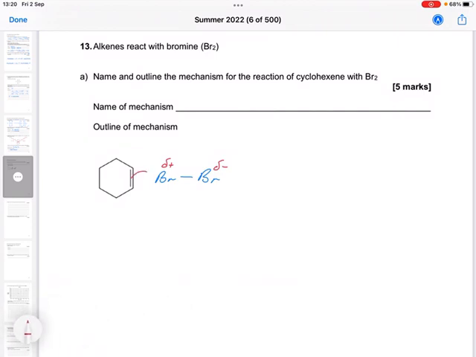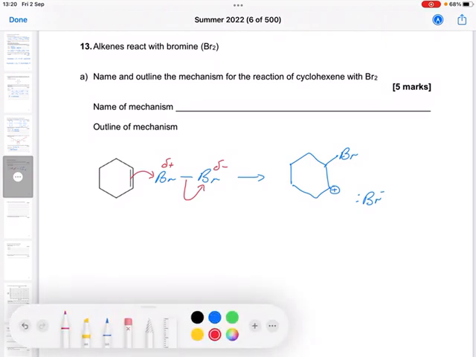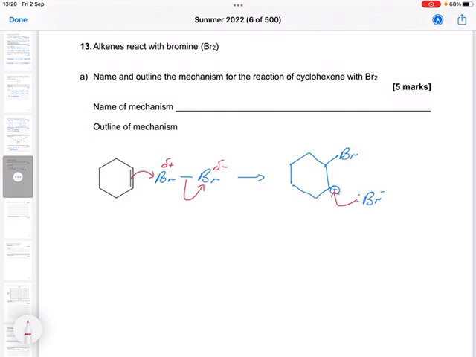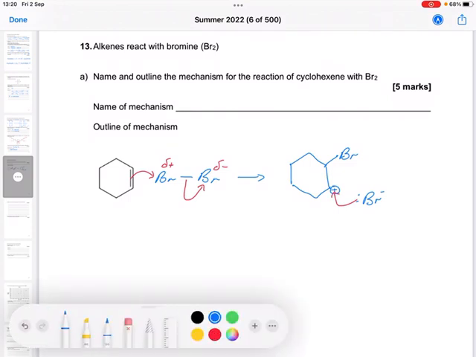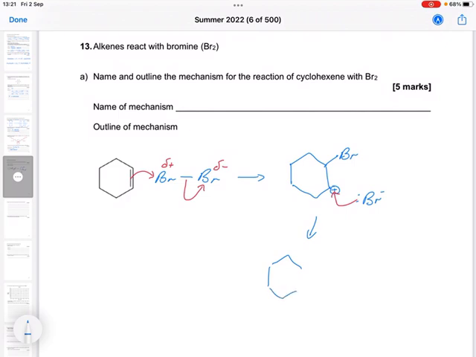So there'll be 1 mark for a curly arrow from the middle of the carbon-carbon double bond to the delta plus bromine, then another mark from the middle of the bromine-bromine bond to the delta minus bromine. That's going to give me my intermediate. It doesn't matter which one I put my bromine on. So there'll be 1 mark for the correctly drawn intermediate, and then 1 mark for that curly arrow there. So that's 4 of the 5 marks. So that gives me this.